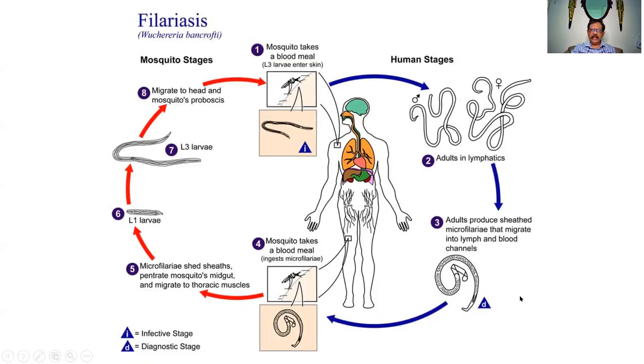There are two parts of the cycle, one in the human and the other in the mosquito. In the human, you have got the adult form, whereas in the mosquito, you have got the larval form. From the adult, you get what is called the microfilaria and the larvae. The larvae itself is of three stages, stage 1, 2, and 3, from which it re-enters the human being and gets into the circulation, preferably the lymphatic circulation, where it grows and the cycle continues.